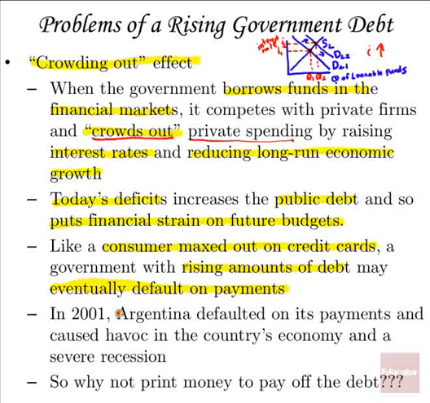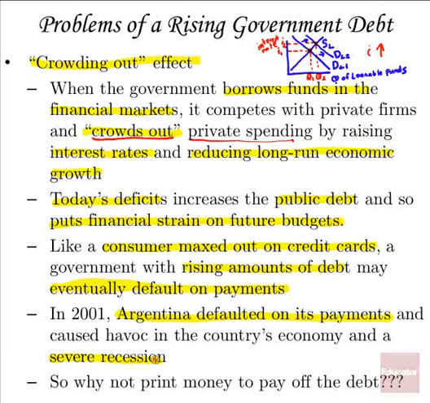In 2001, Argentina actually defaulted on its payments. Payments were getting out of control, and the thing about countries, when they don't make payments, you don't put a country in prison. A country theoretically could decide not to make payments, but if it does that, then investors are going to flee into different assets, and it's going to cause economic chaos, which is what happened in Argentina. So it caused havoc in the country's economy and a severe recession.